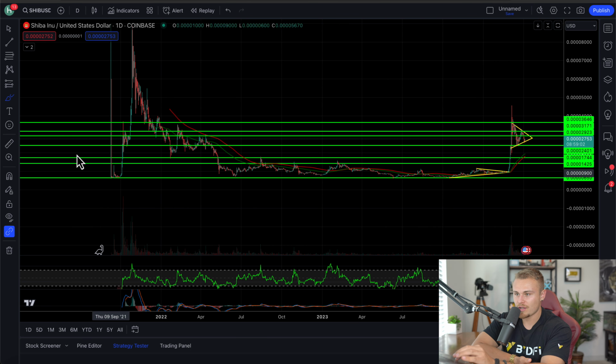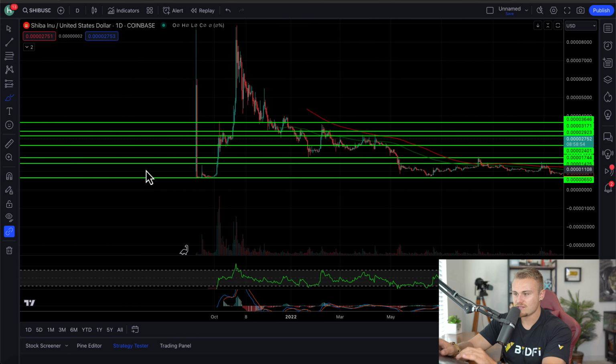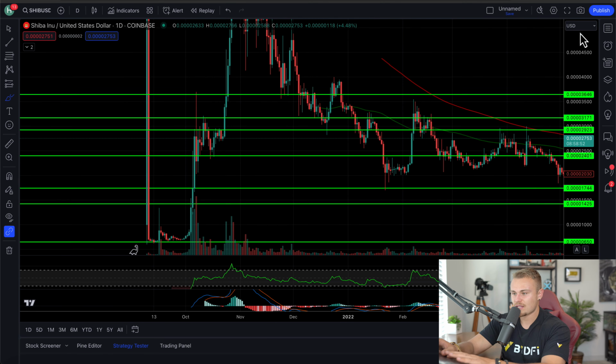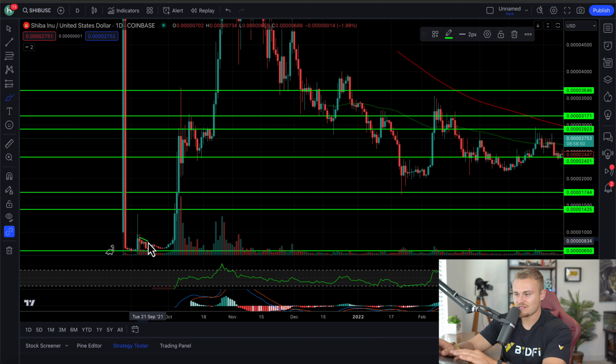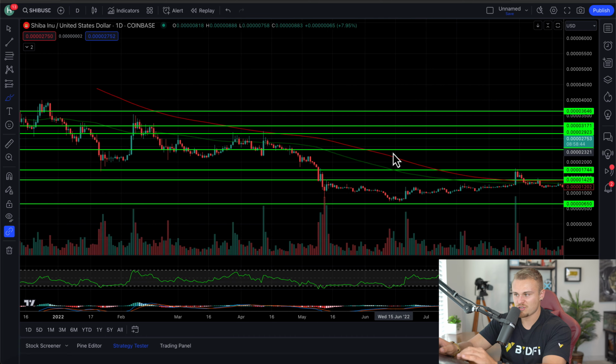Here was the first original one. Consolidation, we broke into a second one, and then we broke even higher. So that's kind of what we're doing now. If I scroll back, you can see that we've drawn these symmetrical triangles. We've had these patterns, these descending triangles in the past, caused a break. Here's another one, symmetrical triangle caused a break. It seems like Shib likes its symmetrical triangles.